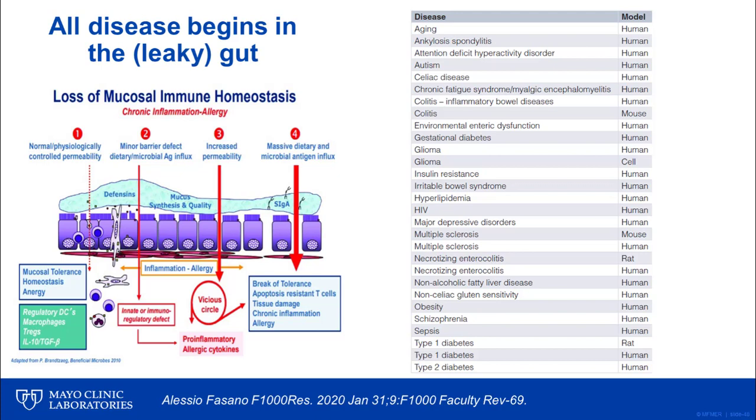So I'll just mention a few: obviously celiac disease, but also aging, ankylosing spondylitis, diabetes was somewhere. I thought I saw that, yeah, here, type 1, type 2 diabetes, major depression, etc., multiple sclerosis. So it appears that leaky gut is an extremely common problem. And he has a very provocative title to the article, which is that all disease begins in the leaky gut.